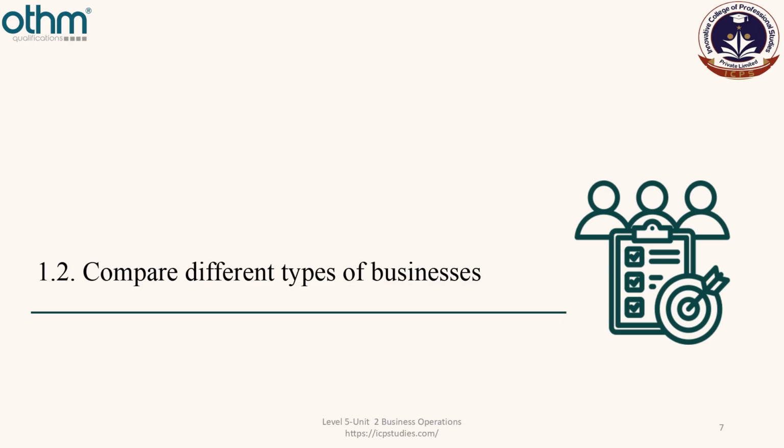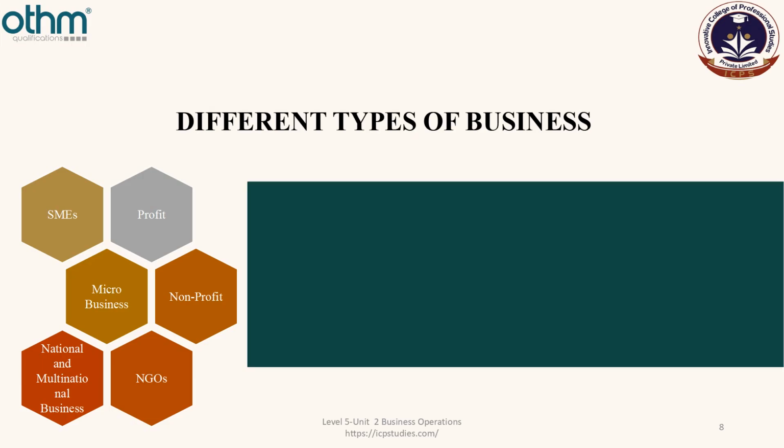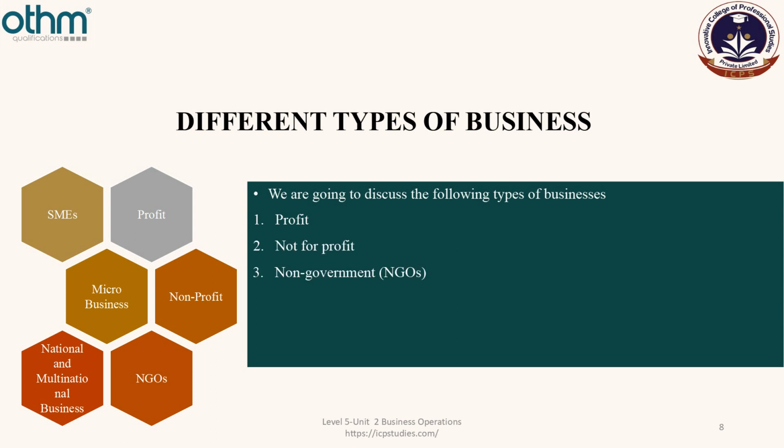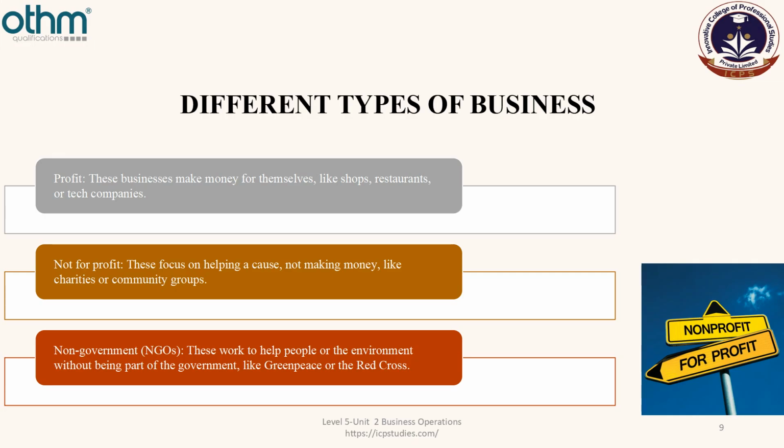Now we have to compare the different types of business in the second assessment criteria. So first we have to understand the different types of business. The first one is the profit. The second one is the not for profit or non-profit. The third one is the non-government. The fourth one is the micro business. The fifth one is the SMEs. And the last one is national and multinational businesses. Now I will explain these different types of business to you people.